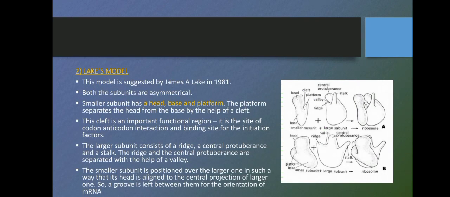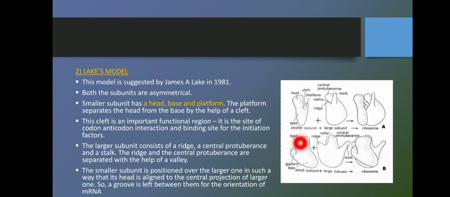Next is Lake's model. This model was suggested by James A. Lake in 1981. According to this model, both the subunits are asymmetrical. The smaller subunit has three parts: the head, base, and the platform. The platform separates the head from the base with the help of a cleft, and this cleft is an important functional region. It is a site of codon-anticodon interaction and binding site for the initiation factors.